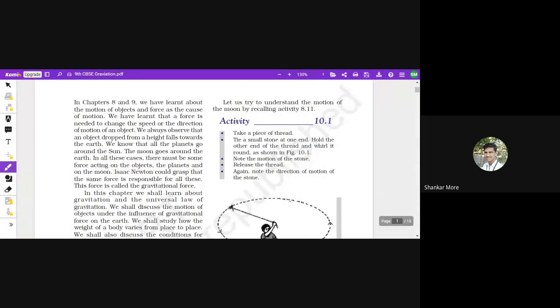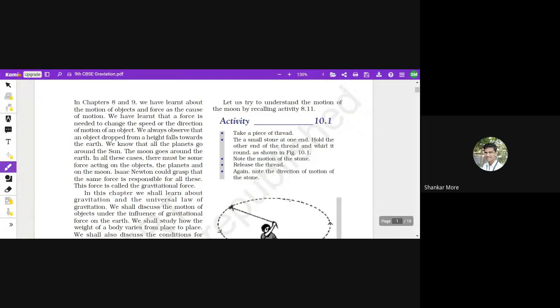In chapters 8 and 9, we have learned about the motion of objects and force as the cause of motion. We have learned that forces change the speed or direction of the motion of an object. I guess your chapter number 8 is about motion and chapter number 9 is about force, right? Unfortunately, I was not there to teach you, so I'm not very sure whether it is even covered or not.